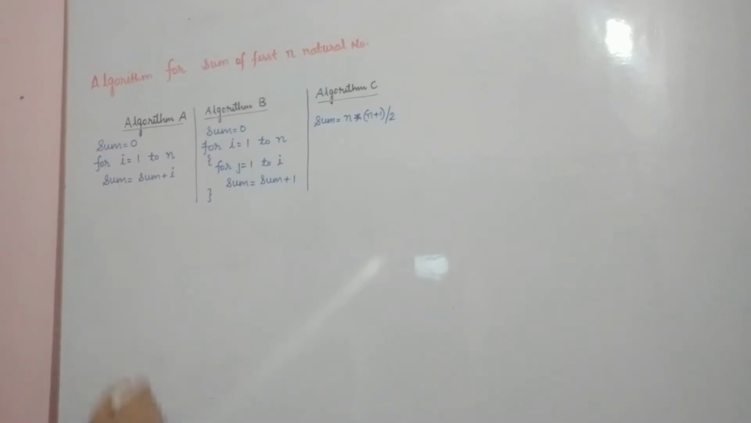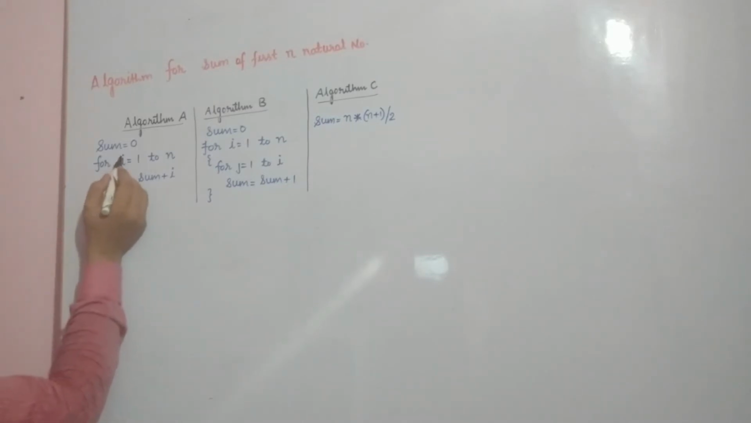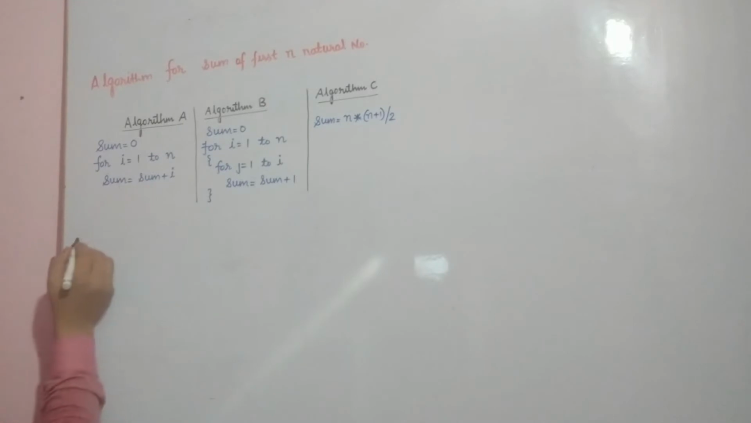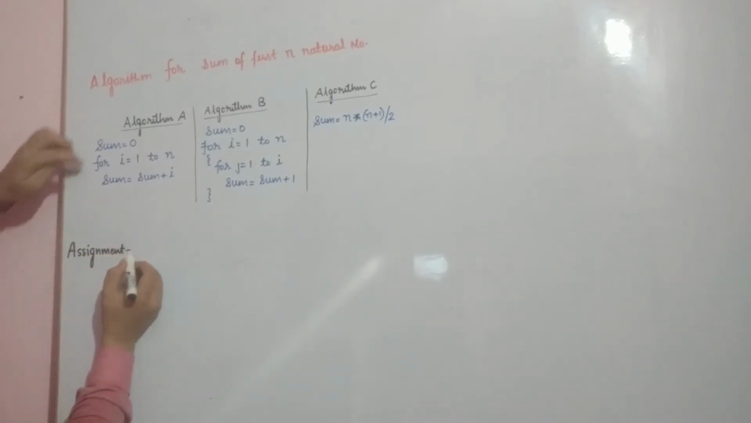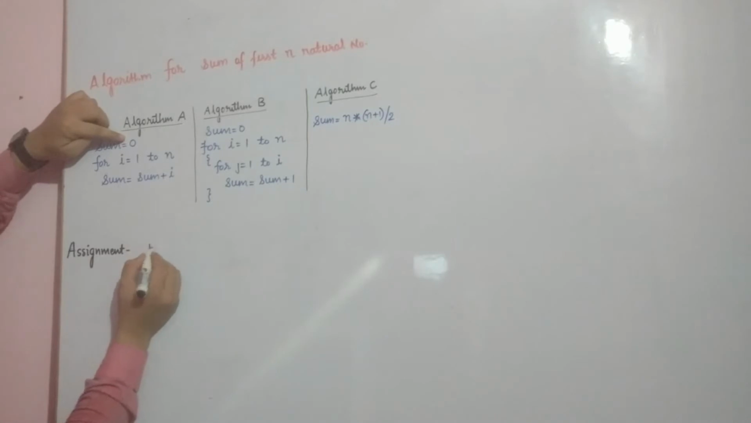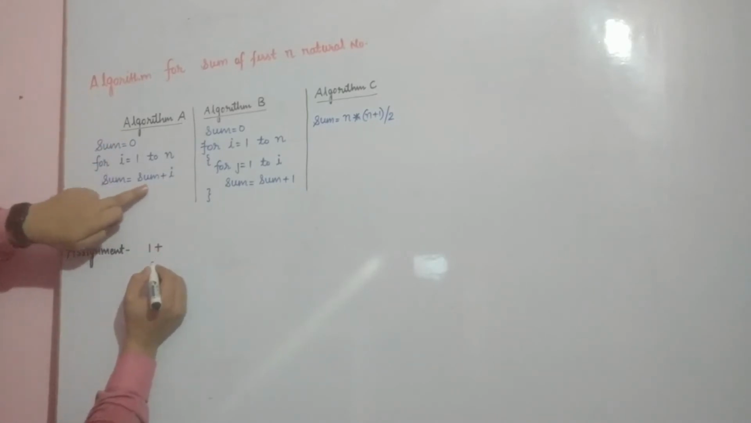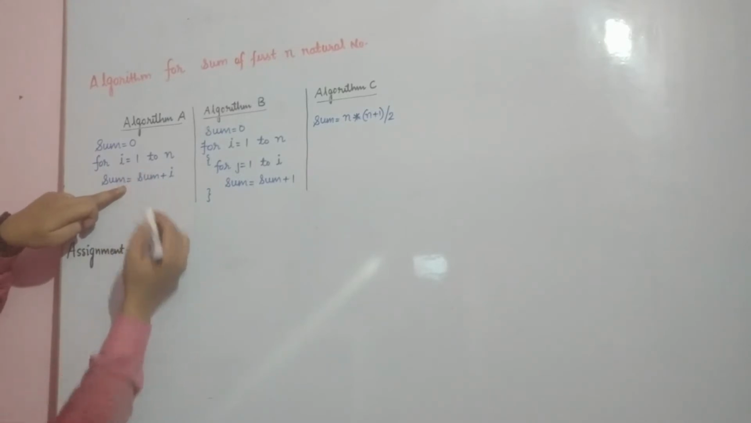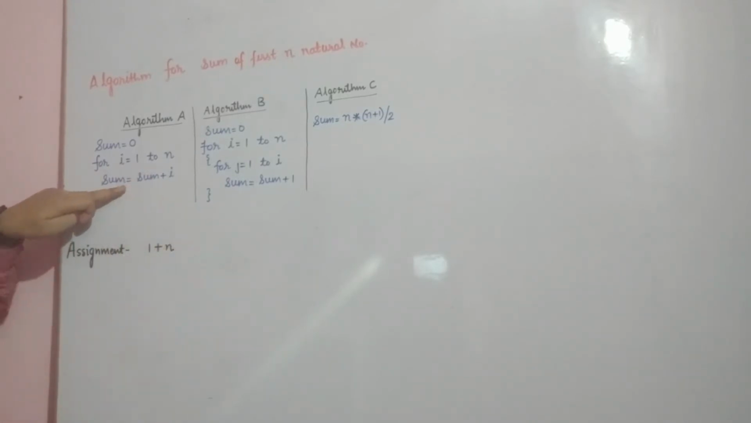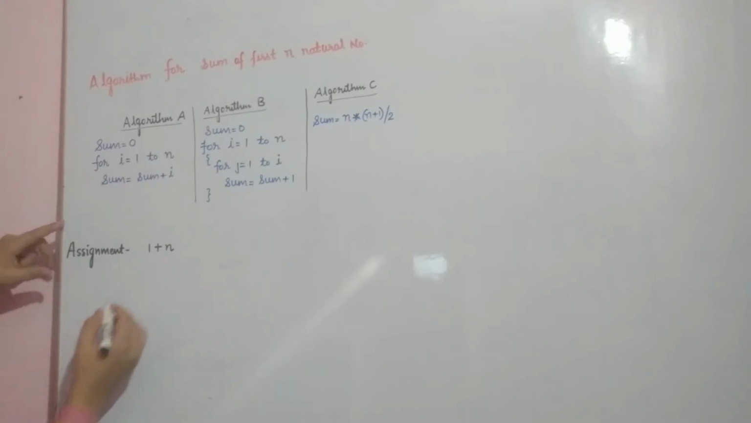Right. So see, in algorithm A, how many number of assignments are there? So I'm just going to write here, the number of assignments. Count this number of assignments. Number of assignment is 1. This is 1 plus how many number of assignments? This is 1, N times. How many times is this loop running? N times. So this is n times assignment. So now I'm going to write here n. Right? Now come to this one.